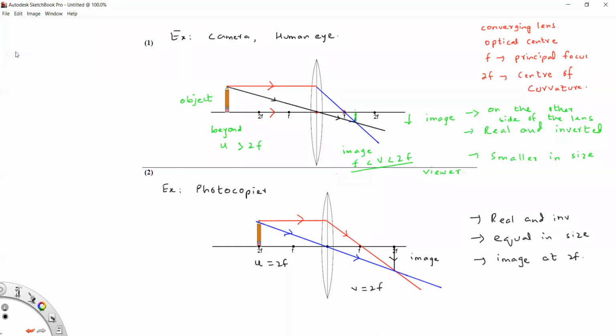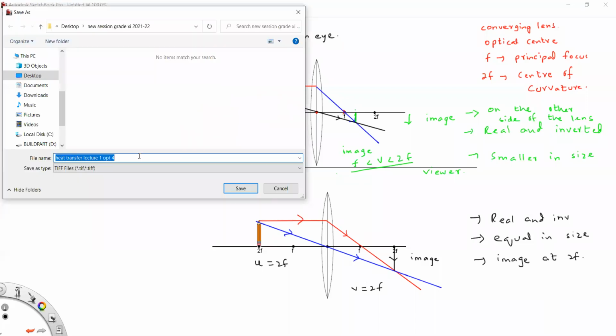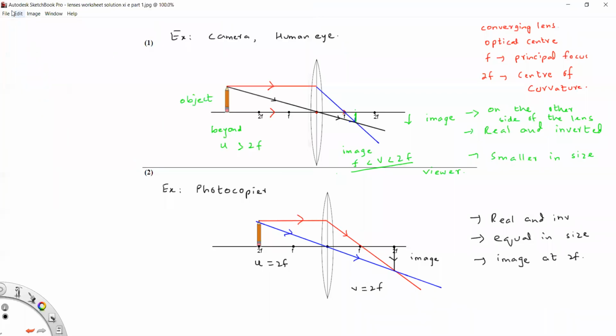So let's save this. I'll share this. Lenses worksheet solution 11E part 1. I'll share this on WhatsApp. Okay, we have a high quality image for you guys. Coming towards the other part.